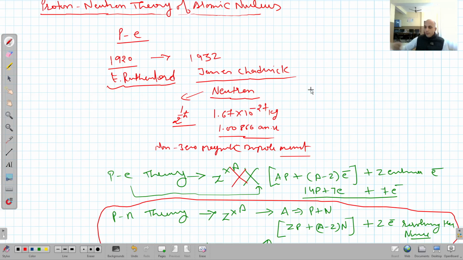I forgot to tell you one more property, that is when the neutron exists outside the nucleus, it has a half-life period of around 15 minutes, and then after it decays according to the equation, neutron converts into proton plus electron plus anti-neutrino. We will discuss it in detail in the coming lectures. So this is about the half-life period or stability of the neutron. Outside the nucleus, it is going to decay, right? So these are the properties.